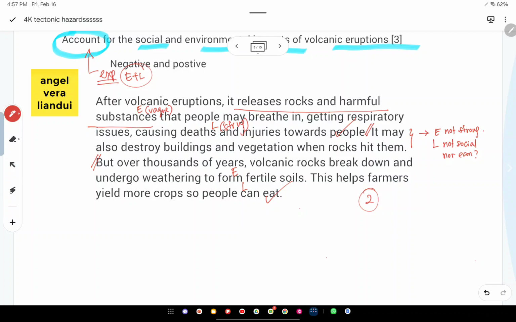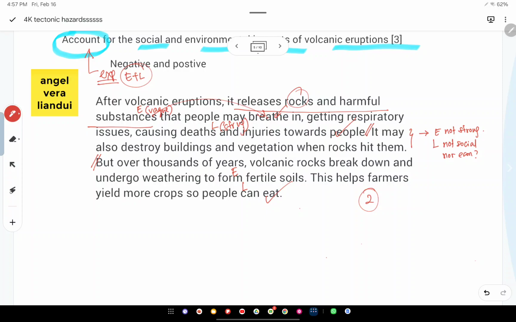But the E is not very clear. It just says harmful substances, very vague. Rocks you cannot breathe in, so not relevant. Harmful substances you can breathe in, but what harmful substances are we talking about? The sulfur dioxide, the particulate matter, the small fine dust that gets suspended in the air. These are better ways for you to write your answer.